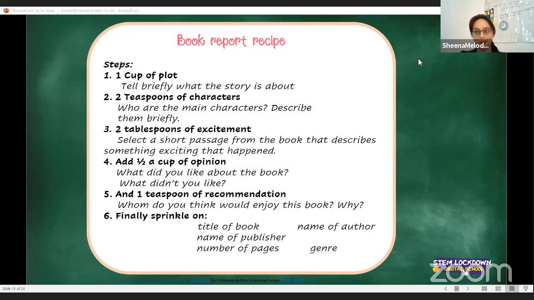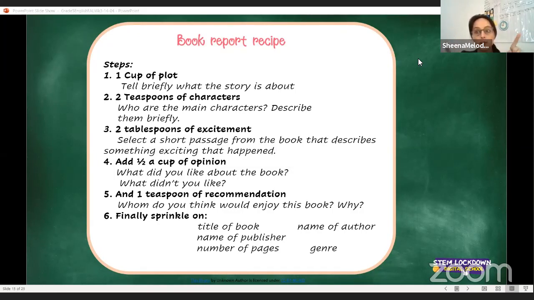Right. So these are the steps to a good book recipe, report or book review. Number 1, a cup of plot. A cup of plot means to tell briefly what the story is about. Remember we read that little summary about Silly Mr. Harper and Surfing Sally? That summary is your plot. It's just a short description, because you don't want to give the story away, because then no one's going to read your book. You want them to read your book. You only give little bits of information.